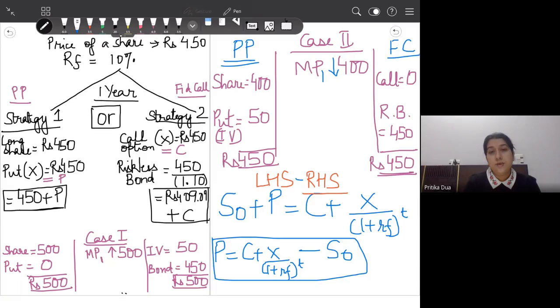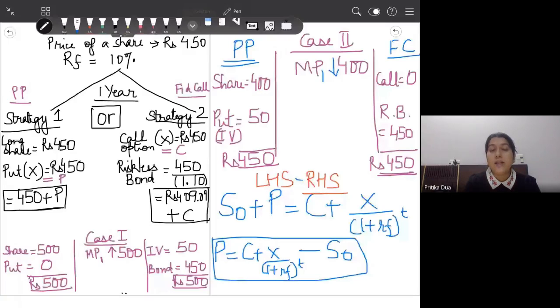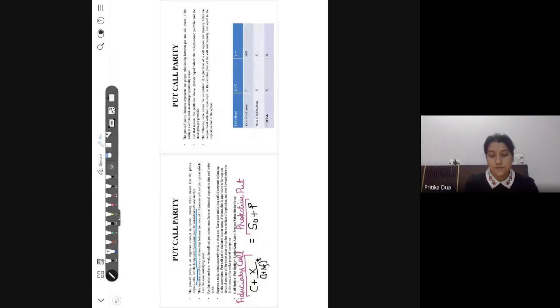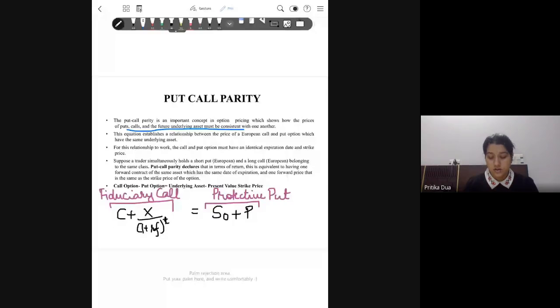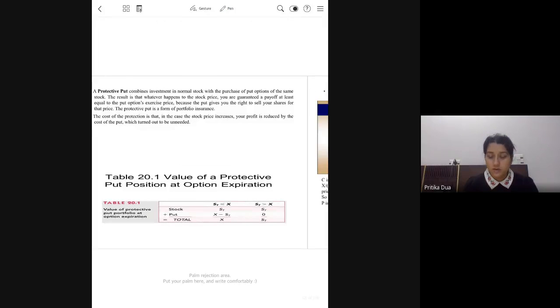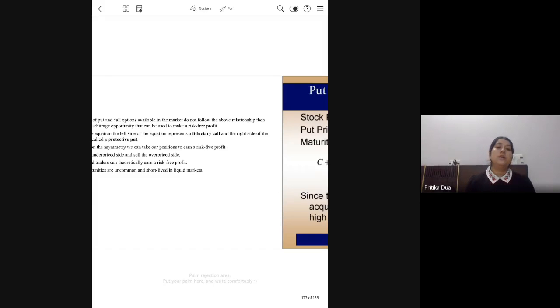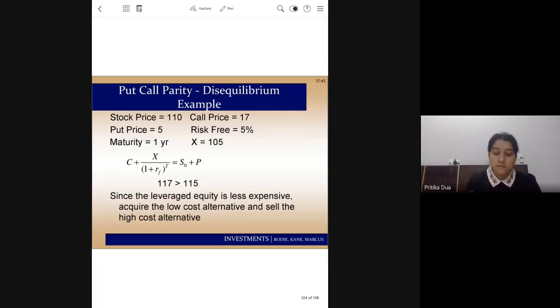Now we will see situations where the left hand side is not equal to the right hand side. Then how can the investor take advantage of the arbitrage opportunity in the market? Okay, let's move back to your presentation. So this all has been covered. We have covered the value of both the left hand side and right hand side. So let's start with an example where there is a disequilibrium in the market.